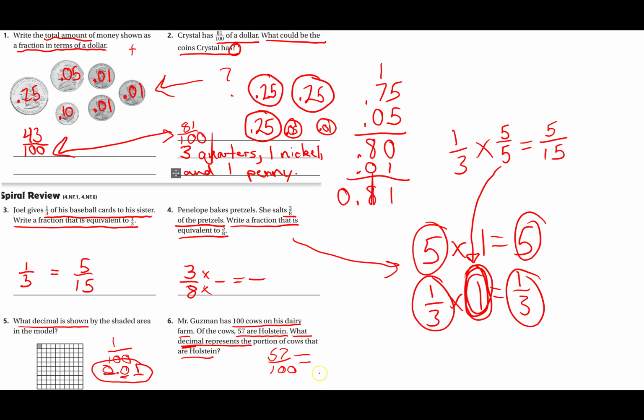So again, I use my place value. How many ones do we have? We don't have any whole numbers out front, so 0 in the ones place. Then my decimal. How many tenths do we have? So if we're looking at 57 as tenths and hundredths, we have 5 in the tenths place, and then the 7 in the hundredths place for a total of 57 hundredths.